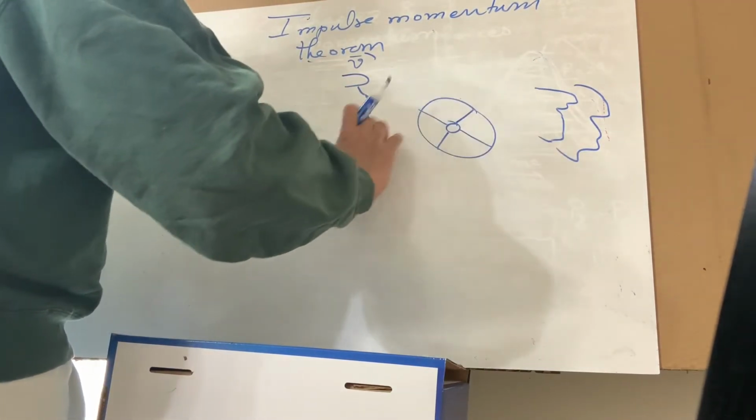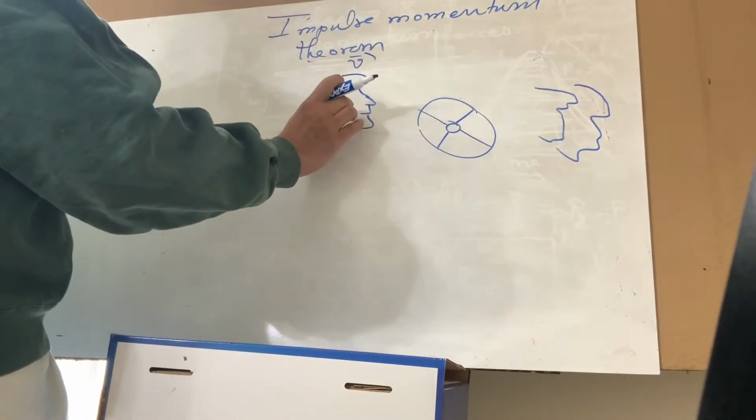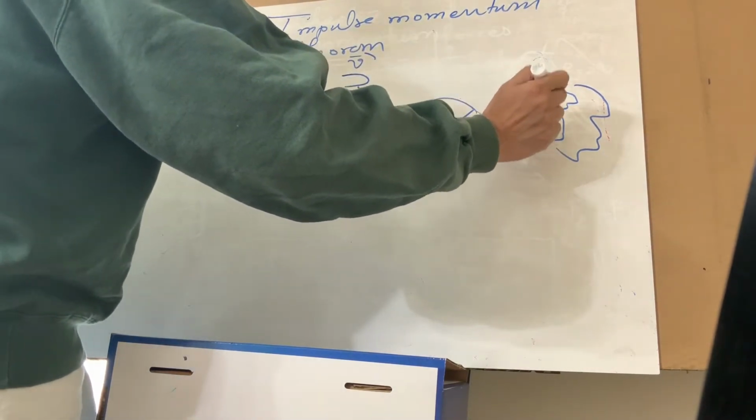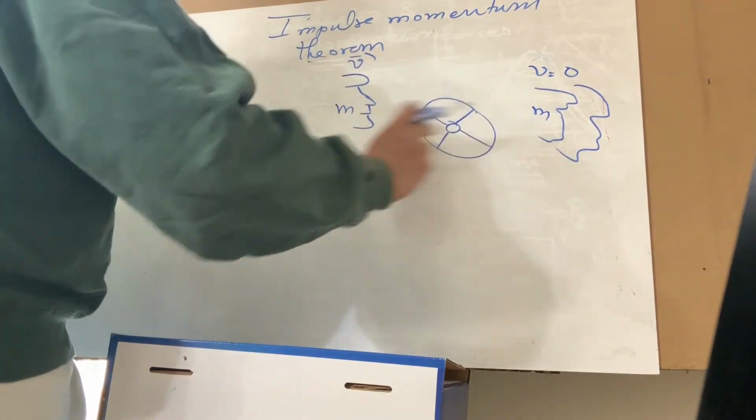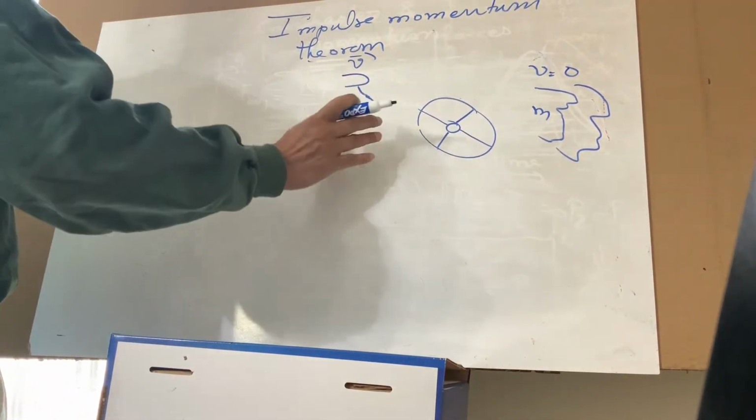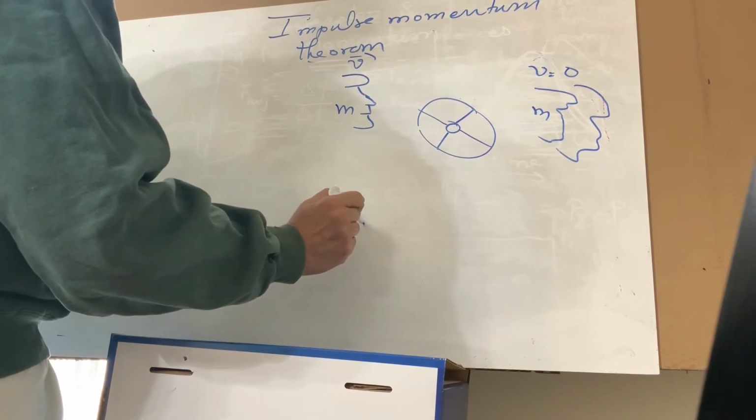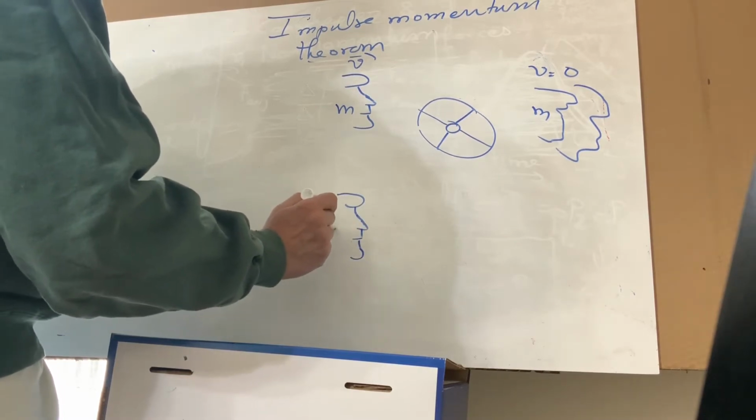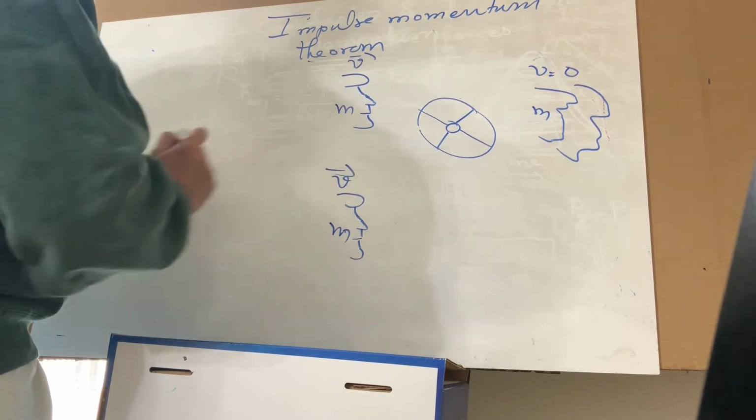So in both cases, this is the mass of your head. You have a certain momentum, this is the mass, and the velocity now is 0. So you can find the change in momentum here. In both, so this is one situation. What happens if you have, okay, this is the mass, and this is the velocity v, all right?